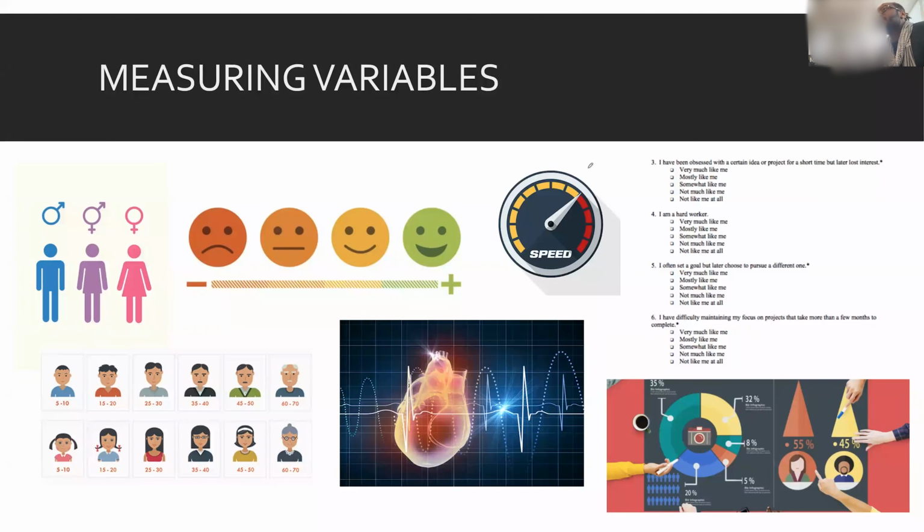Yeah, so there's some stuff in small letters in terms of what's there. I've been obsessed with a certain idea or project for a short time, but later lost interest. Very much like me, mostly like me, somewhat like me: just some form of data collection, and later you're going to assign numbers to these to make more sense of it.